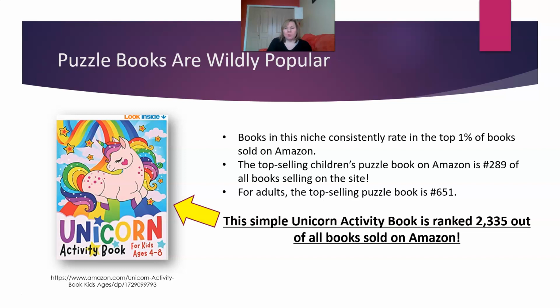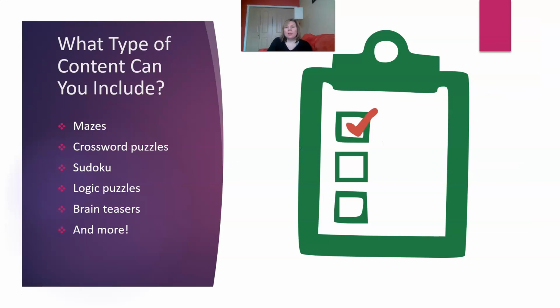This one, for example, is ranked 2,335 out of all books sold on Amazon. It's a unicorn activity book. Unicorns are super popular. And these books in general, puzzle books in general, are popular with kids and adults alike. So when you're thinking of puzzles, you might want to expand your definition a little bit. You can have a wide variety, including mazes, crossword puzzles, Sudoku, logic puzzles, brain teasers, and more.